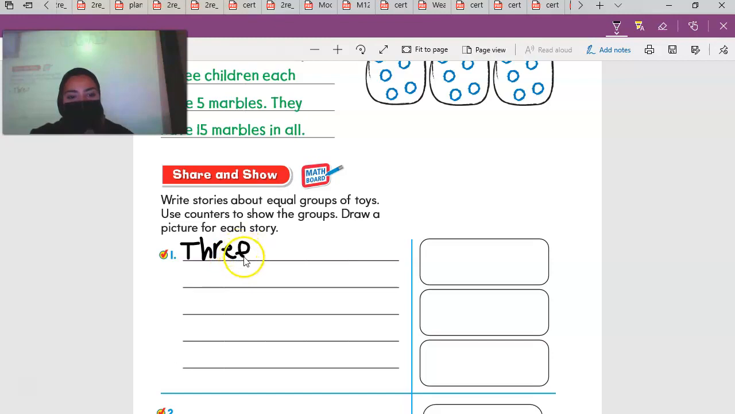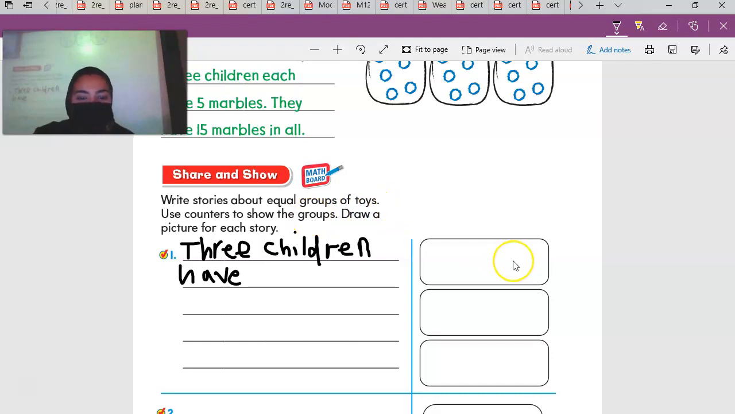I'm just going to go ahead and make it the same as this, so it's simple for you. So 3 children have... Okay, we can't write 5 marbles each, but does it tell us how many toys each? No, it just says equal groups. So we're going to choose. So how many toys do you guys want to put in each group?